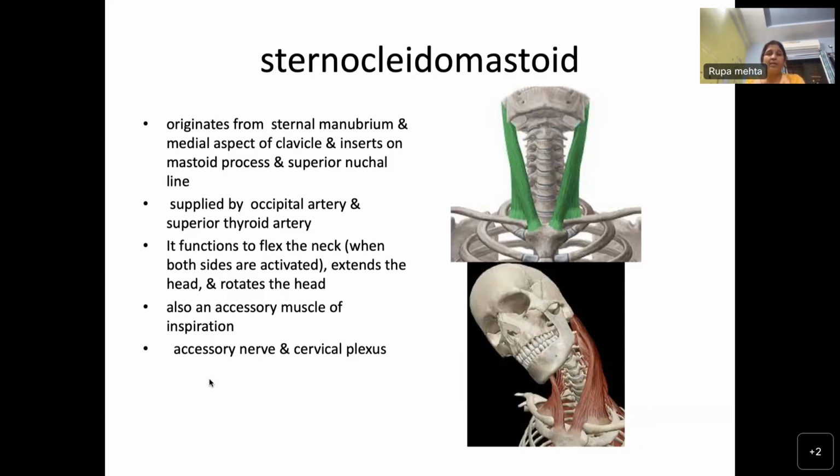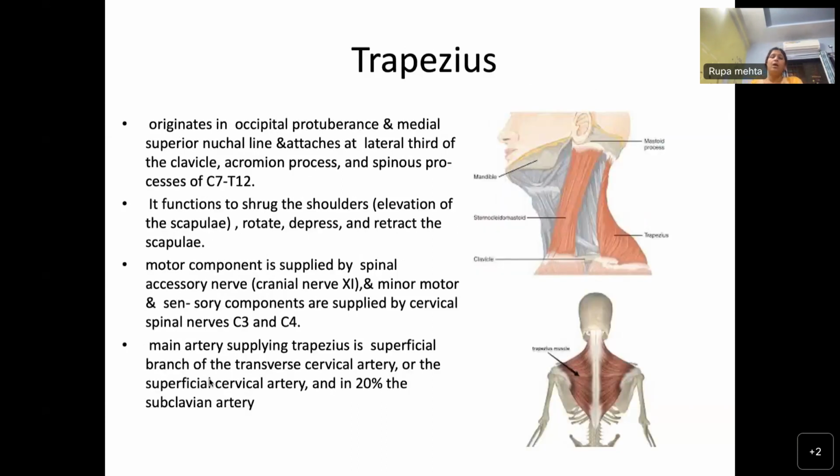The actions are to flex the neck, extend the neck, and rotate the head to the opposite side. It is also an accessory muscle of inspiration. The motor innervation is by the accessory nerve, that is spinal accessory cranial nerve 11, and the cervical plexus provides the sensory innervation. Now, trapezius originates at the occipital protuberance and medial superior nuchal line and attaches at the lateral third of the clavicle, acromion process, and spinous processes of C7 to T12.